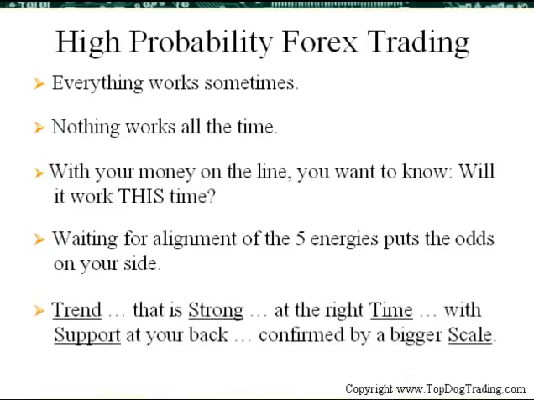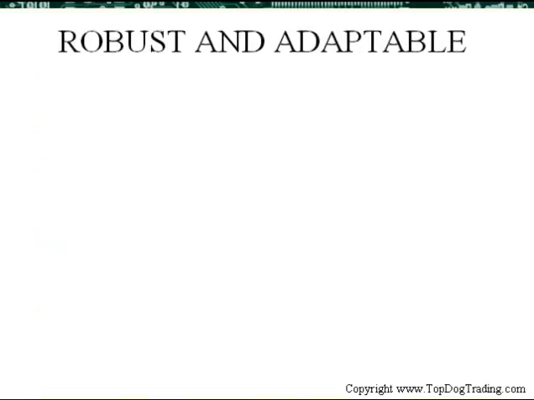So my whole methodology can be summarized really in one sentence. We're looking for a trend, energy number 1, that is strong. That's momentum, energy number 2. At the right time, that's cycle, energy number 3. With support at your back, that's support resistance, energy number 4. And confirmed by a bigger scale. That's your multiple time frames, and that's energy number 5.